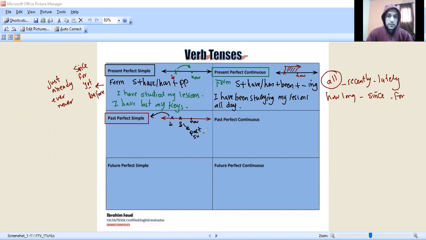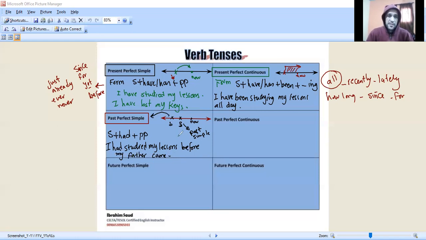Past simple. Look at the form of the past perfect simple. We have the subject first, after that we have had, and the past participle of the verb. Okay, for example, when I say, I had studied my lessons before my father came. I had studied my lessons before my father came.